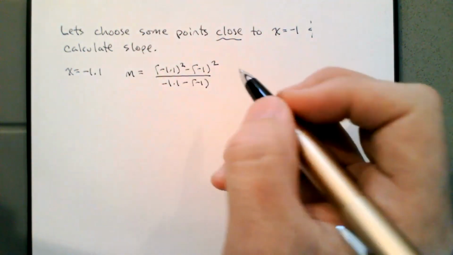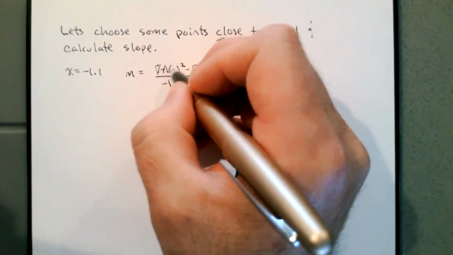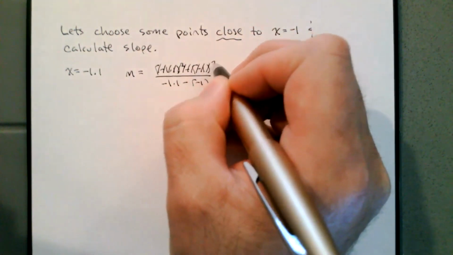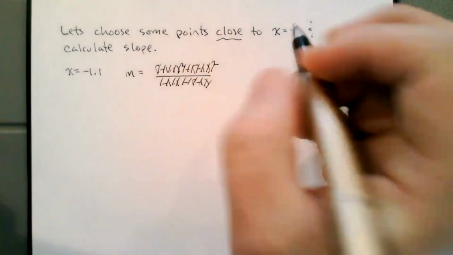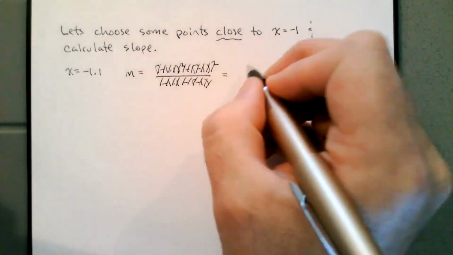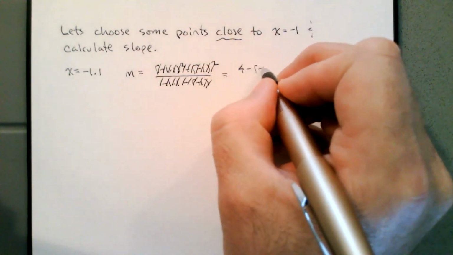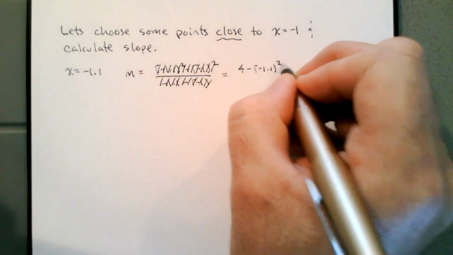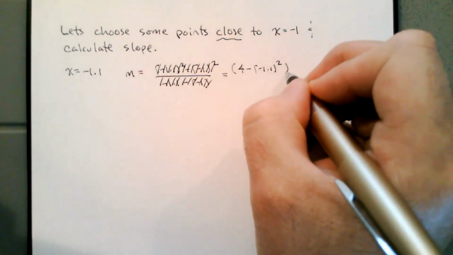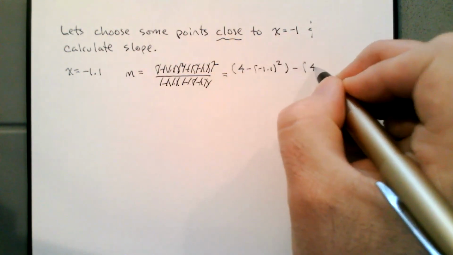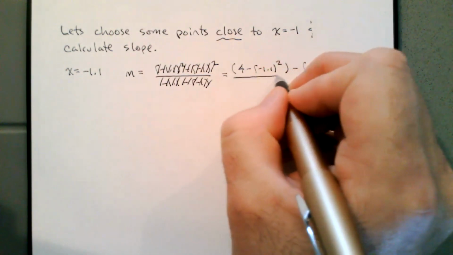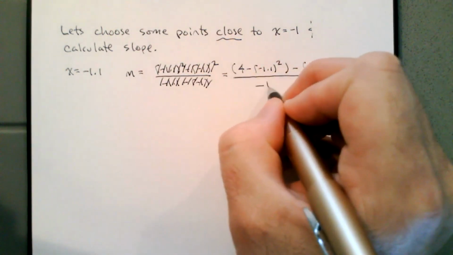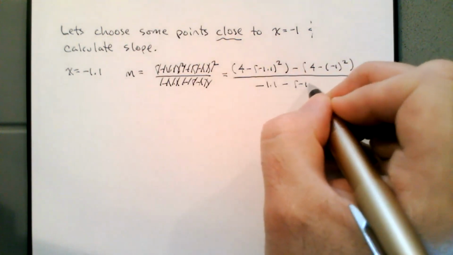Oh, it's not 1.1 squared, is it? I didn't use just the square function. We'll plug in 4 minus -1.1 squared, minus 4 minus -1 squared, over -1.1 minus -1.